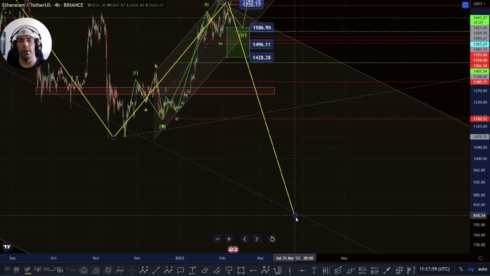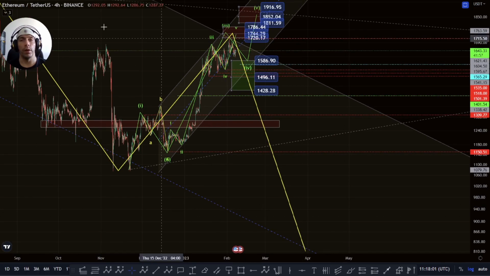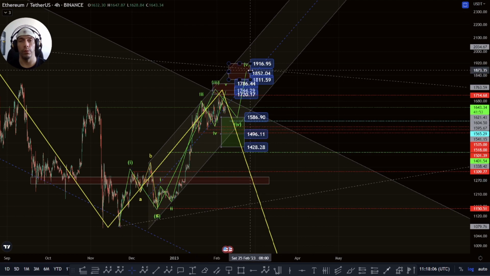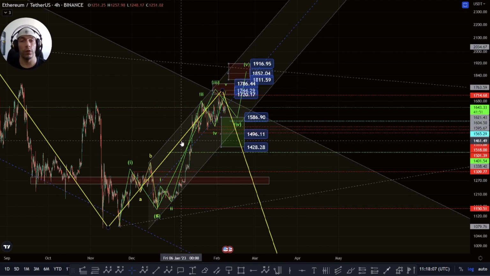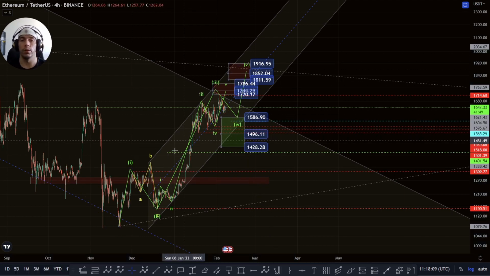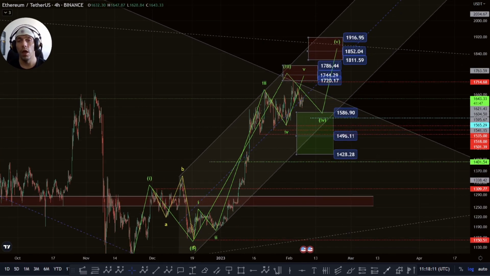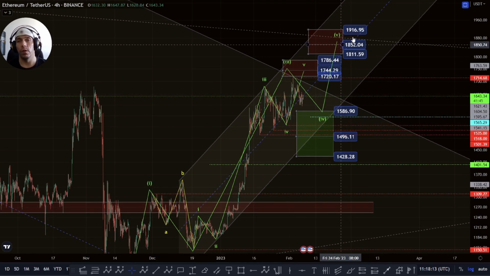So we need to just be a bit careful with how we are following this until we actually get the confirmation of this fourth and fifth. We can still break down. So I just wanted to say that. Because I know I'm talking about some bullish counts now, but that's just within this single move until we actually get the confirmation.